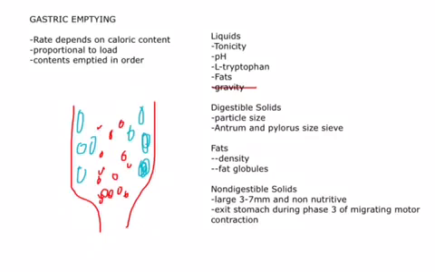Then we have the digestible solids, which rely on the particle size. The larger the particle size of the food, the slower the emptying. An example of this is brown rice versus white rice. Brown rice has a slower emptying rate than white rice, which is why there's more satiation. The food needs to be 1 millimeter in diameter before passing to the small intestine, and foods smaller than a quarter millimeter pass right through.